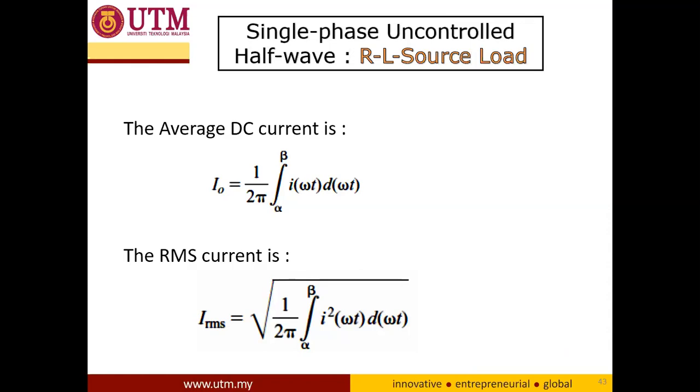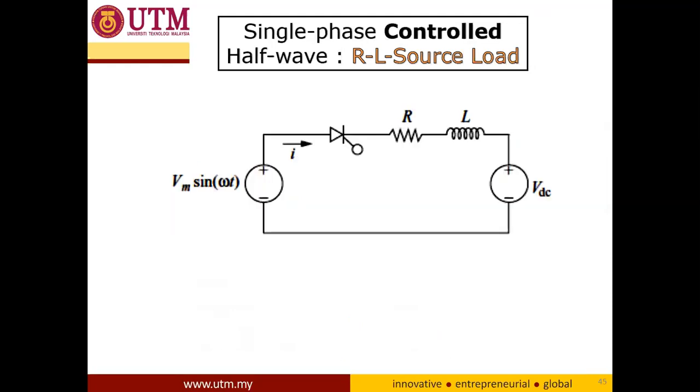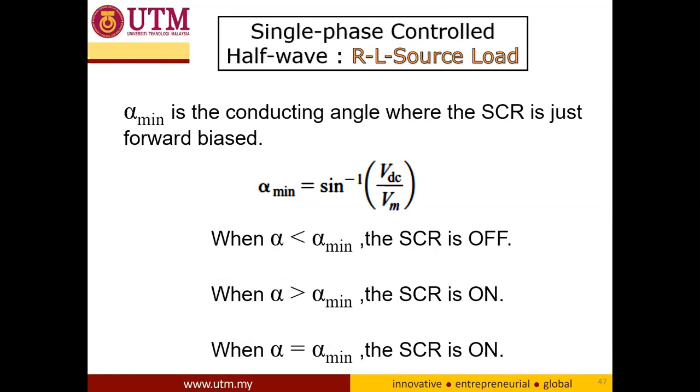And this is the average output DC current and the RMS current, and this is the related power equation. And this is for the RL source load with SCR control. It is actually similar to the diode, but it has what I call the alpha.